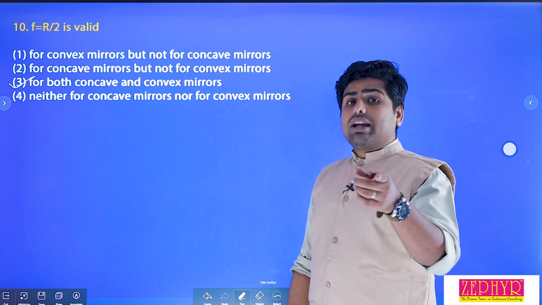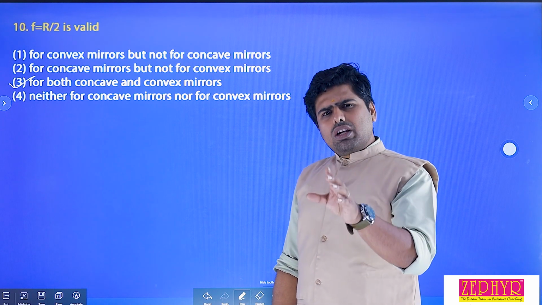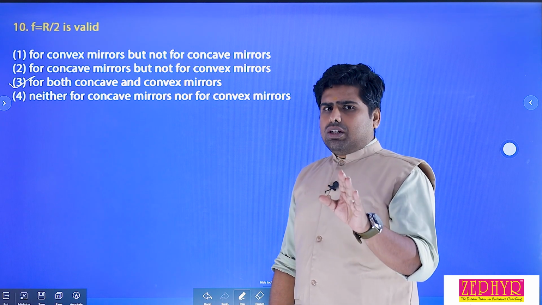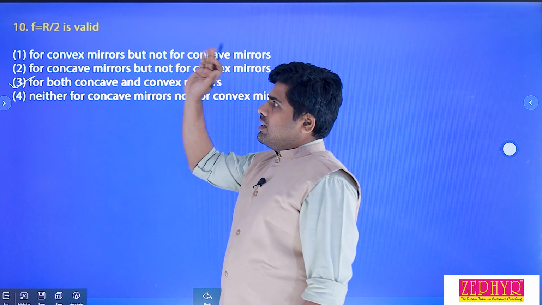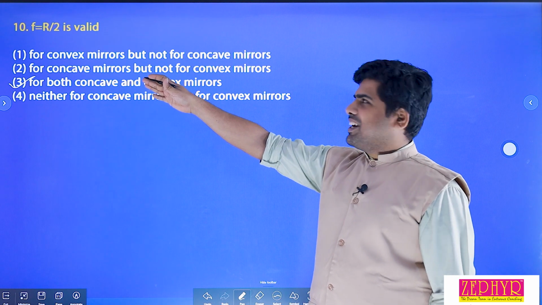What is R? R is the radius of curvature. That means it is surely related to spherical mirrors. So for both concave and convex mirrors, focal length is equal to R divided by 2.